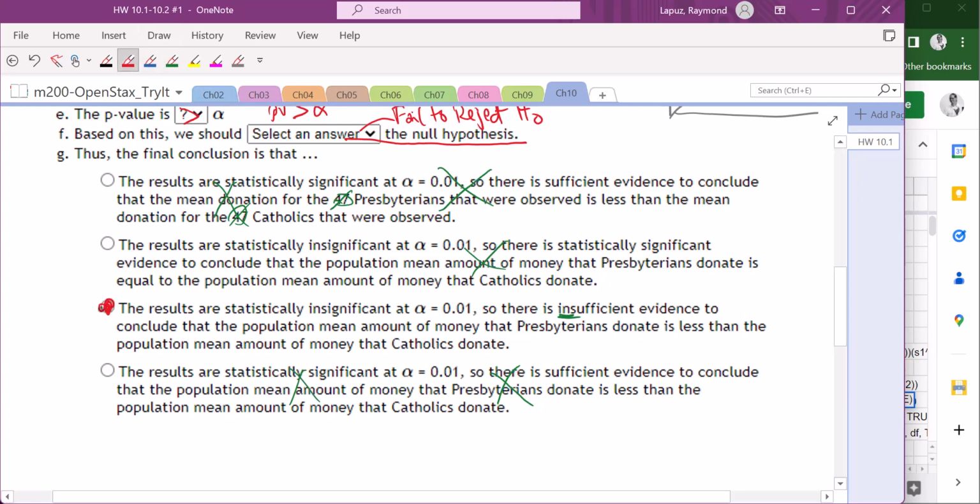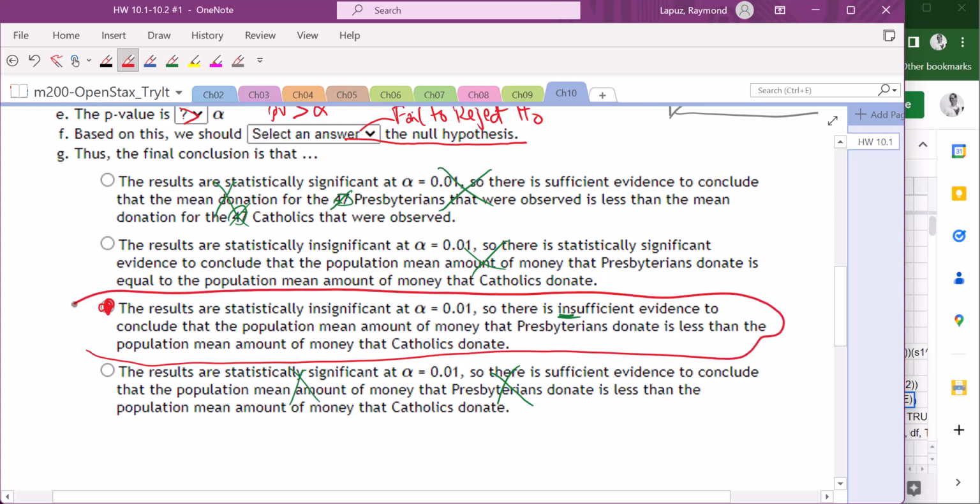This is it, to say that we cannot support the claim. There's insufficient evidence to conclude that the amount of money that Presbyterians donate is less than the Catholics.